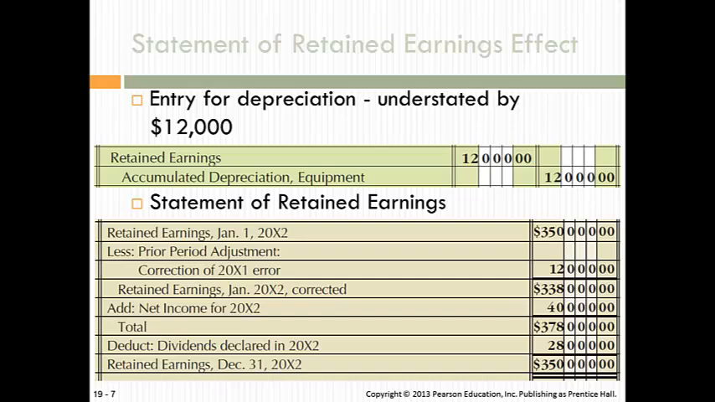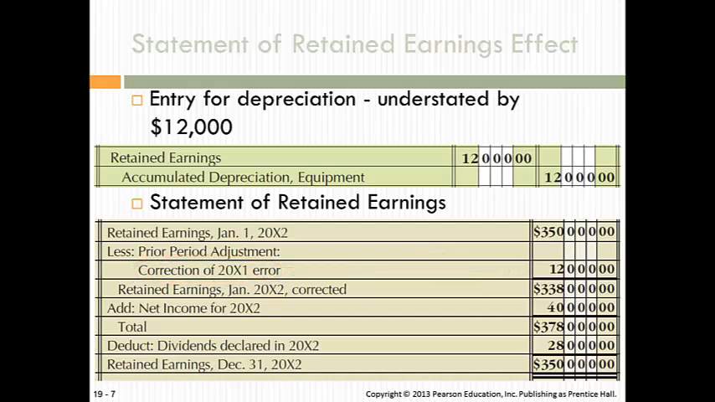To correct this error, we reduce retained earnings with a debit of $12,000 and a credit to accumulated depreciation of $12,000. This entry updates retained earnings and accumulated depreciation to what they should be. The correction is listed on the statement of retained earnings as a deduction to the beginning balance of retained earnings.